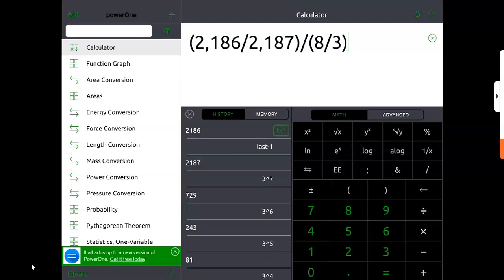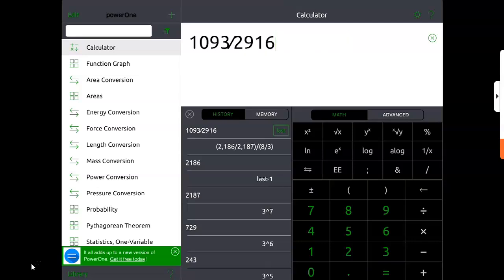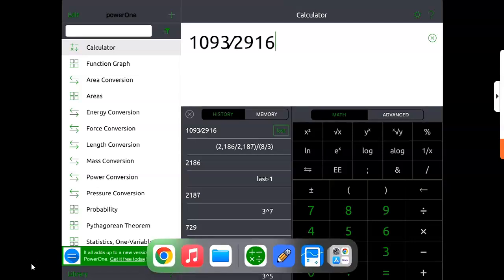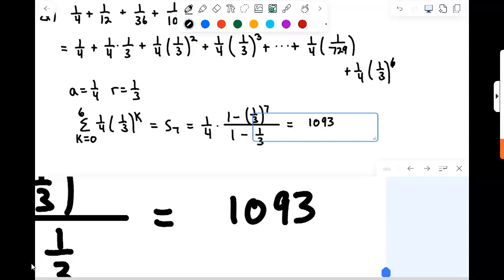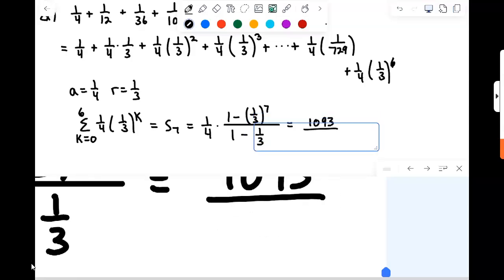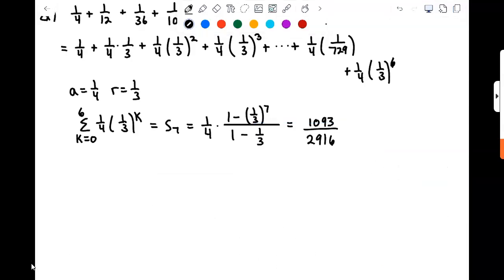Okay. And this one, my calculator will actually spit out okay. It doesn't lose any accuracy. We could again do more of that by hand, simplify some stuff, but it's 1093 over 2916. Okay, and so now we have our sum worked out.